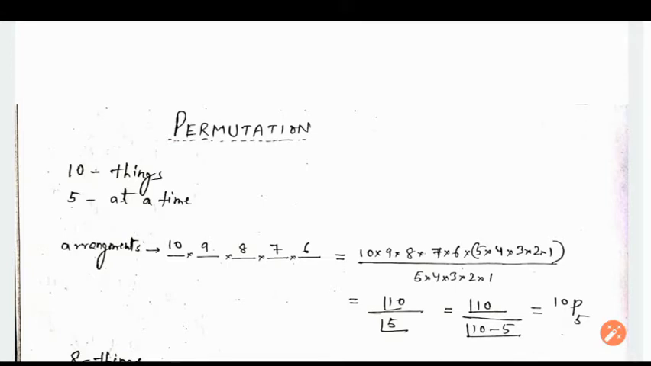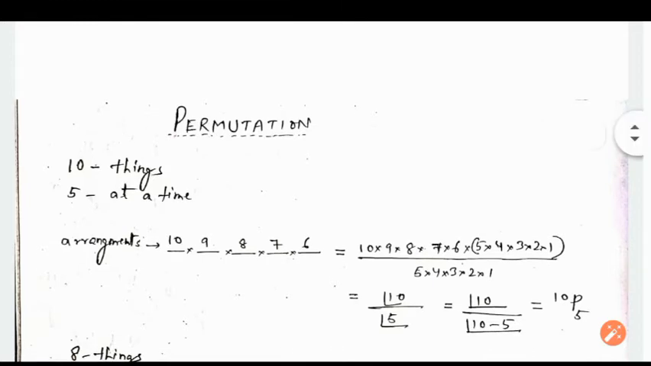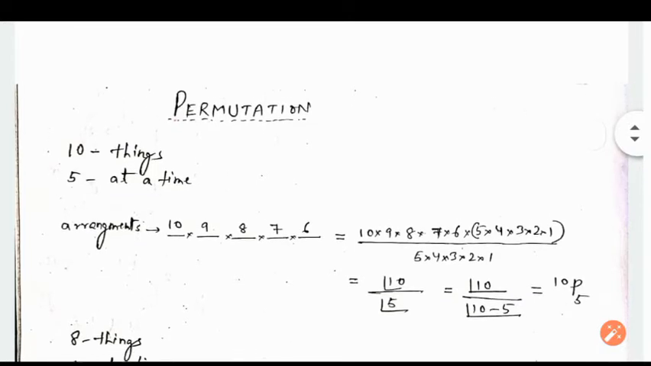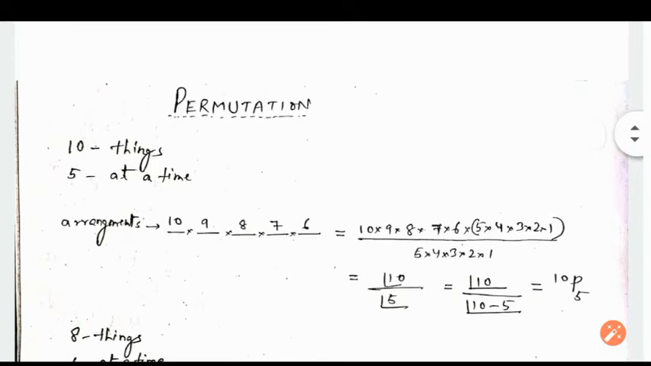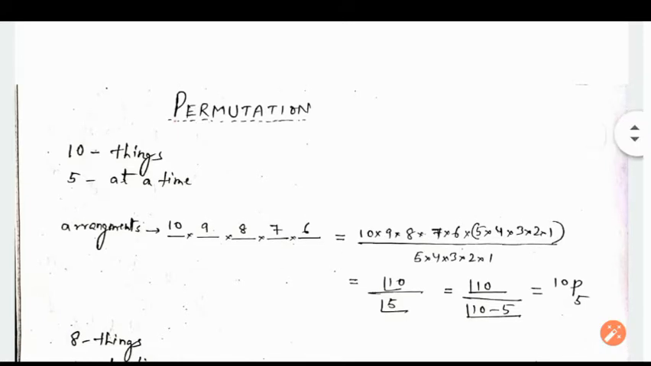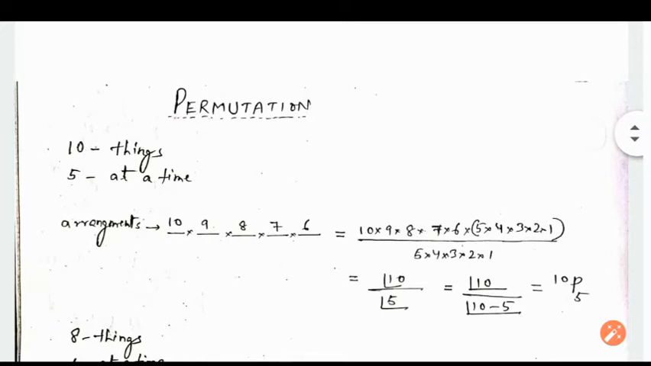Now in the previous one we have discussed how to arrange n things in n places, right? So in how many ways can n things be arranged in n places? They can be arranged in n factorial ways, right? In how many ways can 5 things be arranged in 5 places? In 5 factorial ways, right? But in the previous video, the number of things and the number of things taken at a time was the same, right?